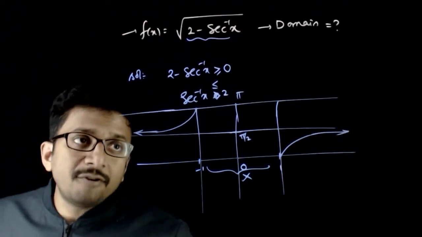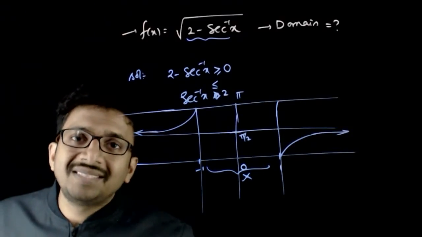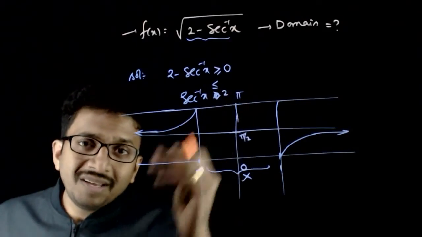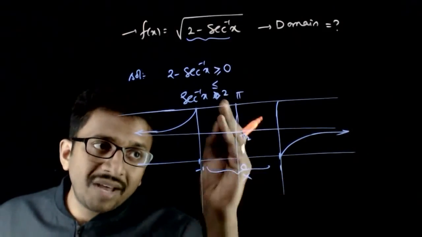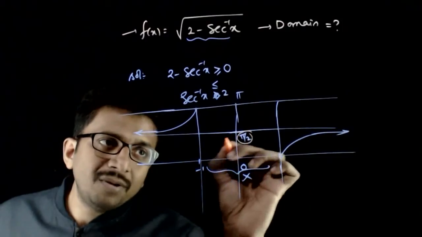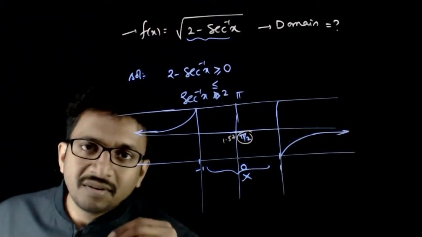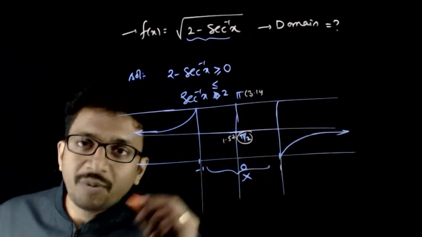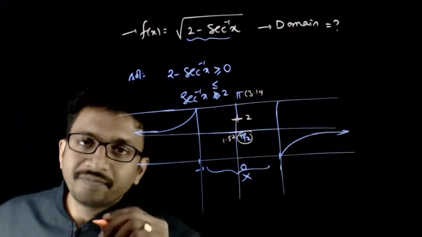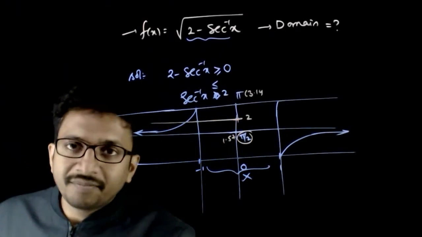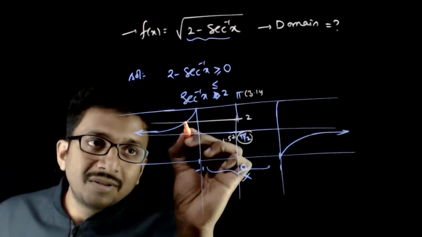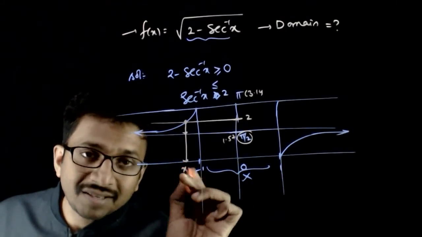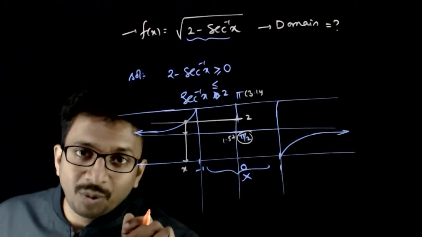Now, I want my secant inverse x to be less than 2. So what is the value of 2? So the y value should be less than or equal to 2. As you go on the y-axis, you get 0. Pi by 2 is nothing but 1.57. So 2 lies between 1.57 and 3.14. Pi is 3.14. 2 lies somewhere here. So if I draw a horizontal line, this is the value of x where secant inverse x is equal to 2.